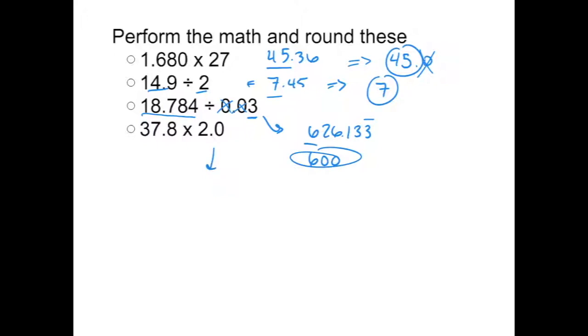Finally, 37.8 times 2.0 gives me 75.6, and I need to round my answer to 2 sig figs. This is 3, this is 2. Now in all these examples, I've always rounded based on the sig figs of the second number, but that's not always the case. If the first number has fewer significant figures, then that's the one you base your rounding off of. So 75.6 rounds up at the 5 to 76. And that's my final answer, because that's an answer reported to 2 significant figures.